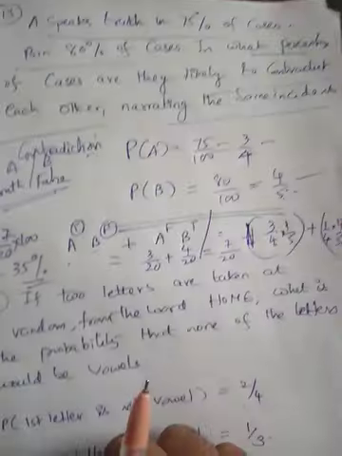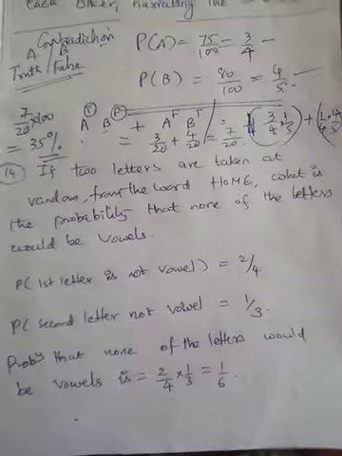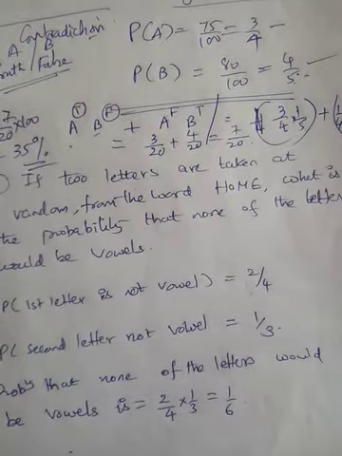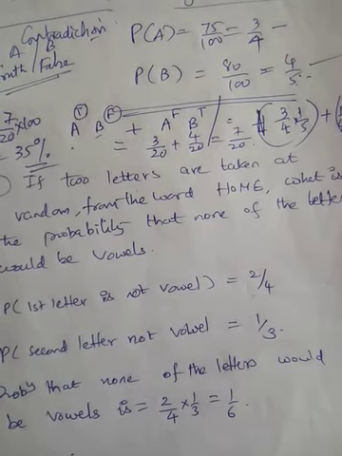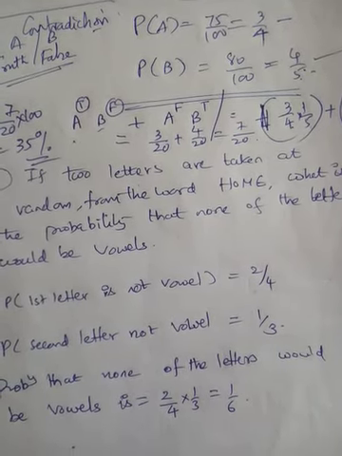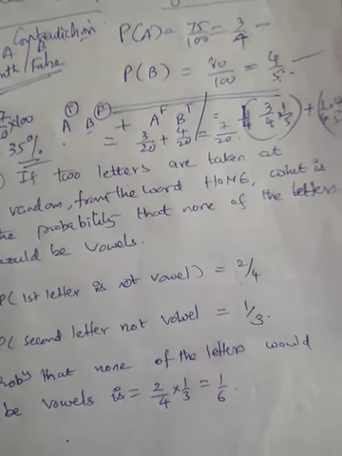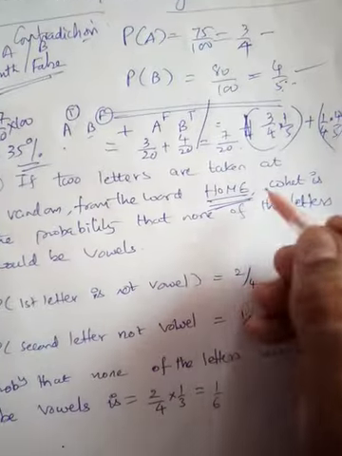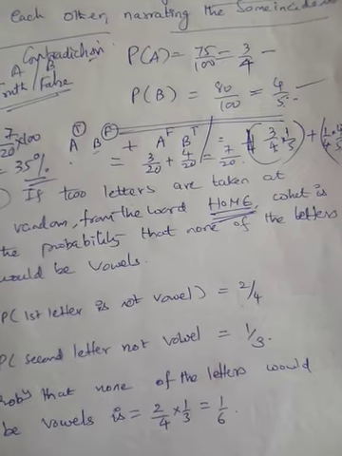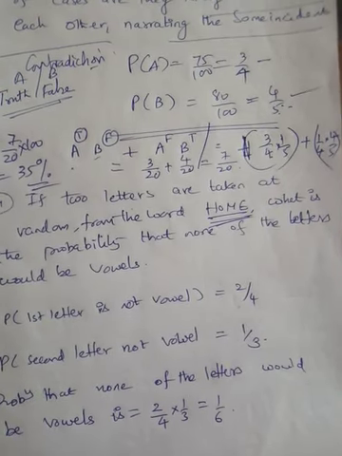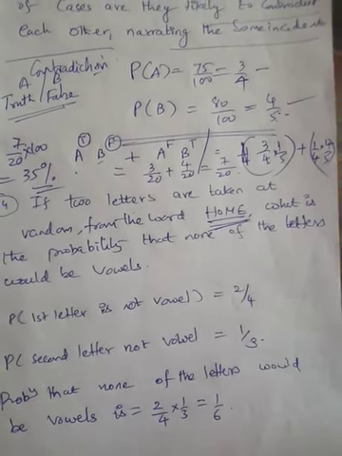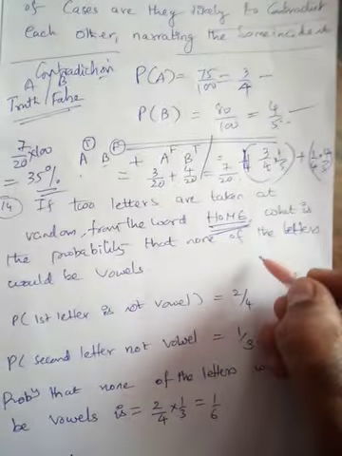Let me go to the next one. If two letters are taken at random from the word HOME, in HOME there are 4 alphabets. 2 alphabets are taken at random. What is the probability that none of the letters will be vowels? Now, my dear students, I have directly written this.